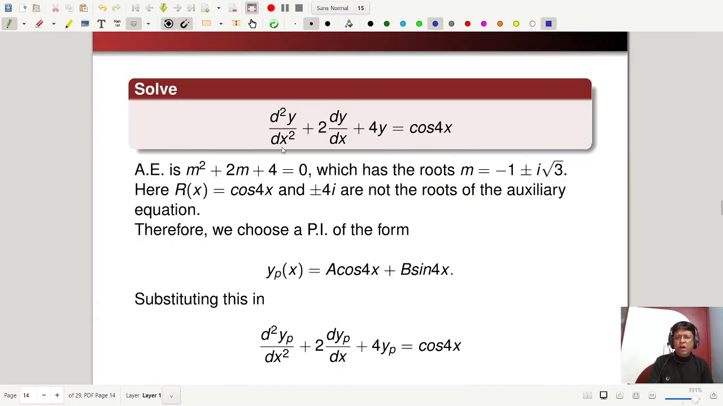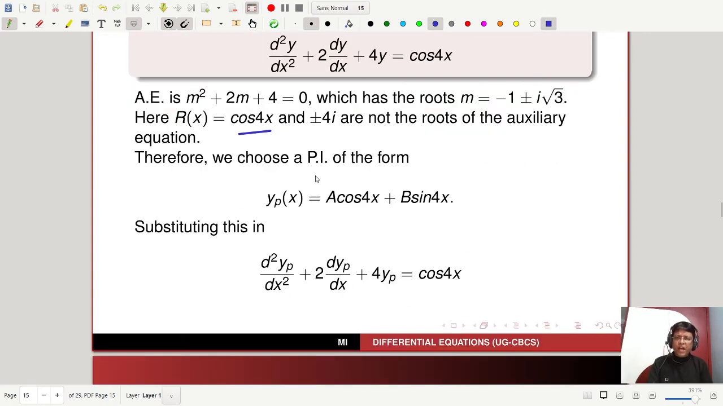Suppose this is a linear differential equation, d2y/dx2 plus 2 dy/dx plus 4y, and R(x) is given by cos 4x. And your auxiliary equation is m squared plus 2m plus 4 equals 0. So you can easily check that the roots are m equals minus 1 plus minus i root 3. So you see that plus minus 4i, because cos 4x has 4x, are not the roots of the auxiliary equation.